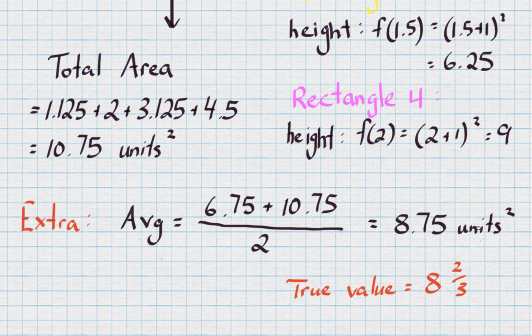So you can see that this average is actually quite close to the true value, while our 6.75 was quite a bit under, and our 10.75 that we just got in part B was quite a bit over. But we'll obviously see how to arrive at this exact true value in future videos.